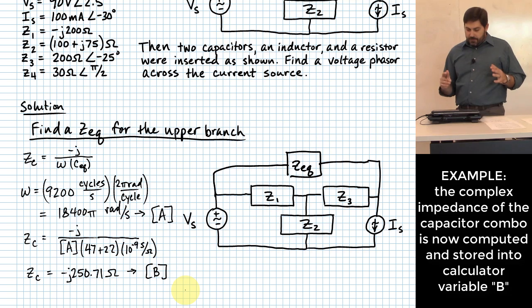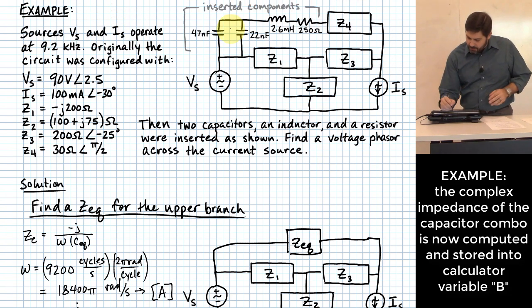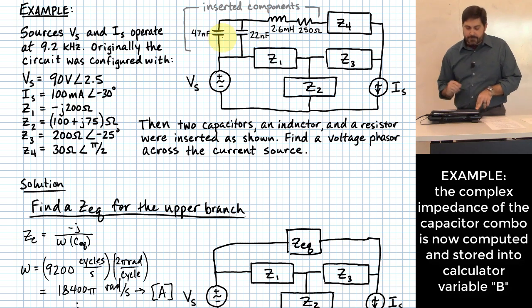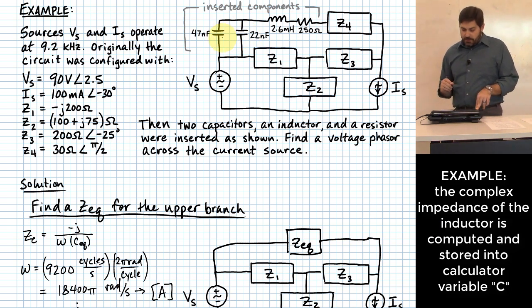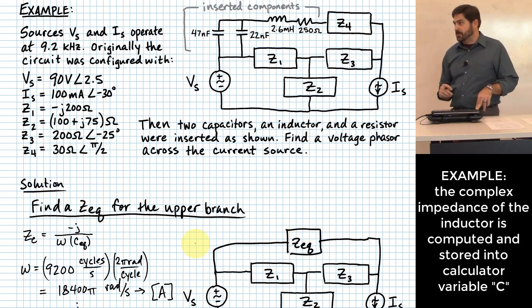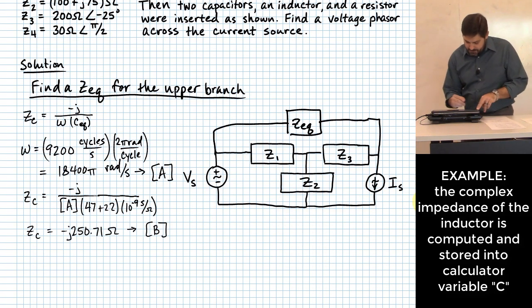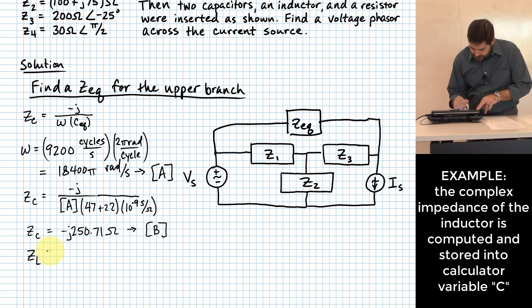So far what we've done is figure out an equivalent impedance for just the little capacitors that are right there. What do you think might be next for finding an overall ZEQ for this whole upper branch of this circuit? How about that inductor next, right? So ZL, let me call it ZL.